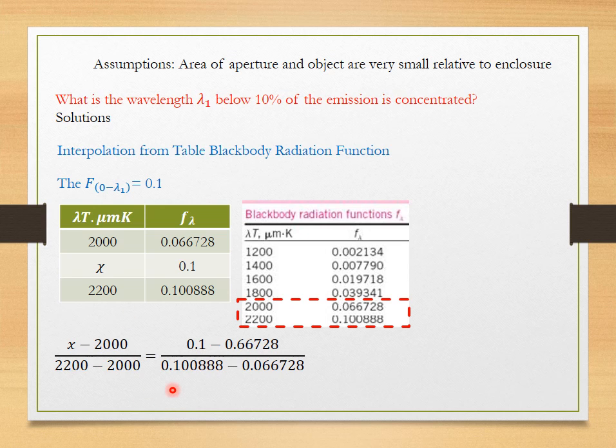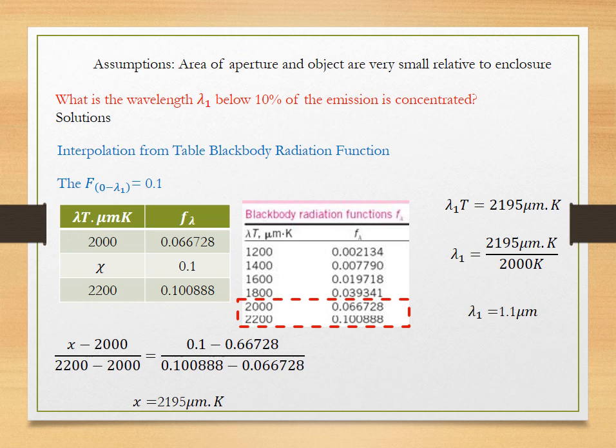Knowing that the wavelength times temperature equals 2195, and knowing from the question that T is 2000, we just insert the 2000 for T and divide to get lambda 1, approximately 1.1 micrometer. So we have already solved the second question.